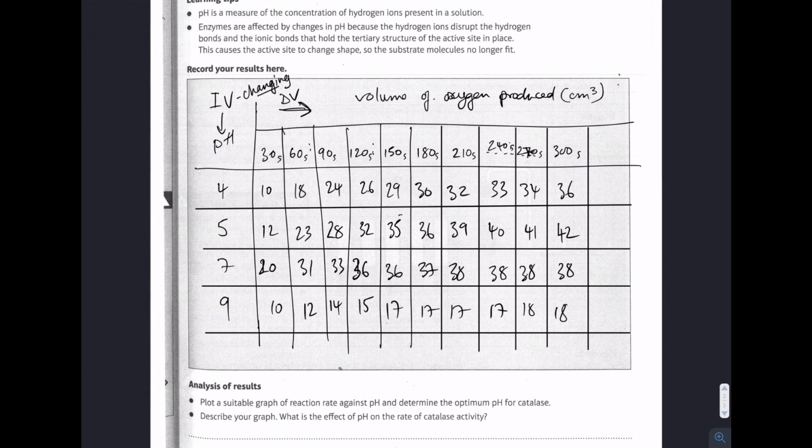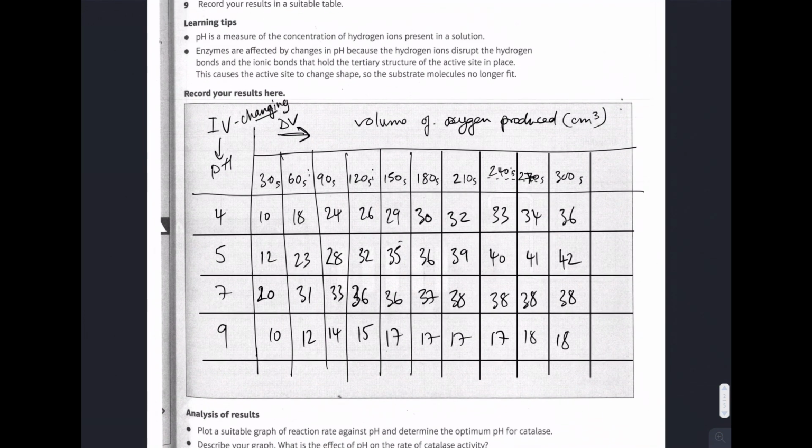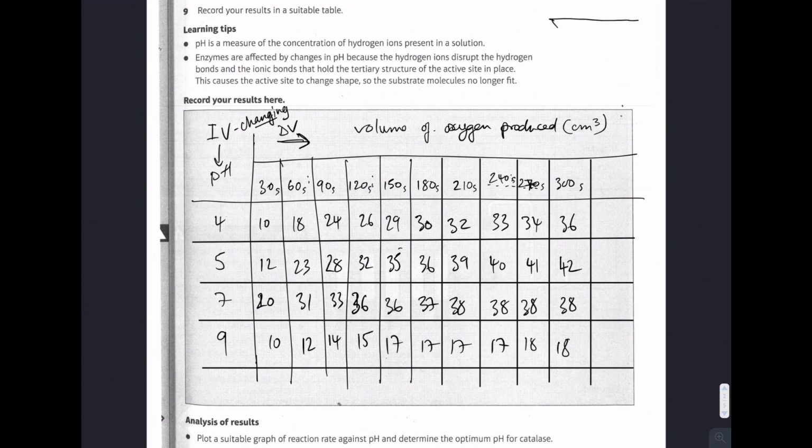While we're here looking at the data generated from the experiment, I just want to point out the level of accuracy that you need to record your information, especially when using volume measurements, okay? So we were using a measuring cylinder, and this measuring cylinder had graduations going up in 20s. So 20, 40, and 60. This was our measuring cylinder in centimeters cubed, obviously.